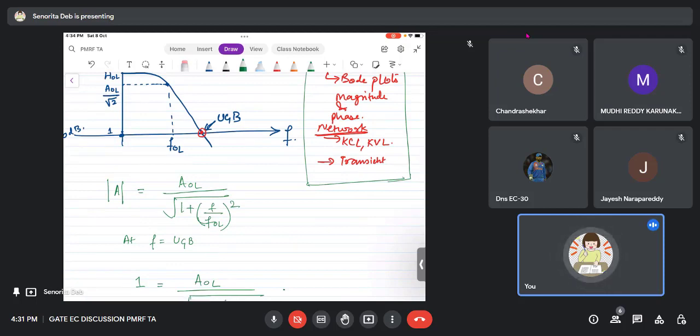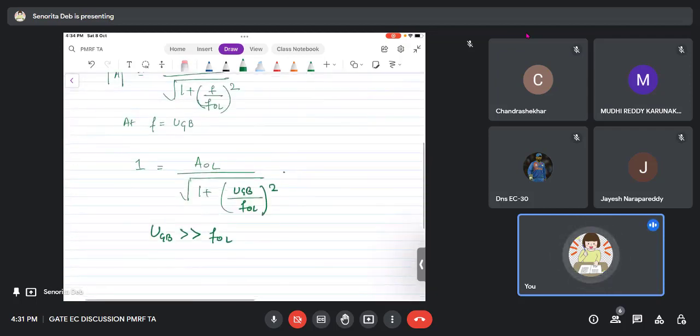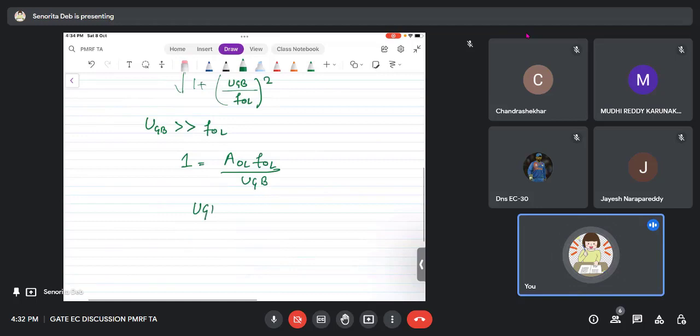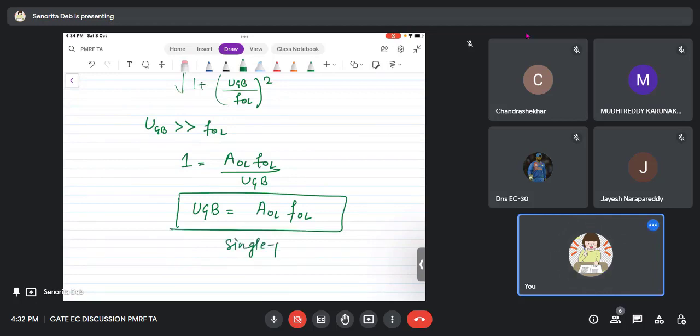Okay, UGB is actually very far, so UGB is usually very much greater than FOL, and in that case you will see that this entire equation that I have written will be approximated as 1 equals AOL FOL by UGB, and therefore unity gain bandwidth is also given as AOL FOL, and this will only happen for a single pole op amp or a dominant pole op amp. If there are multiple poles present, then this is not true.